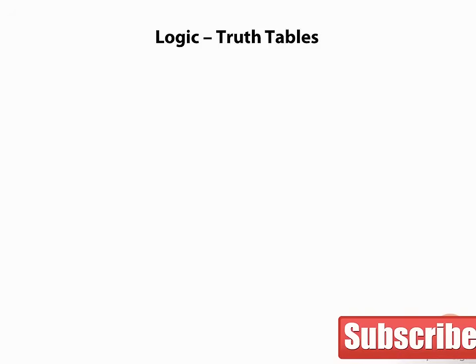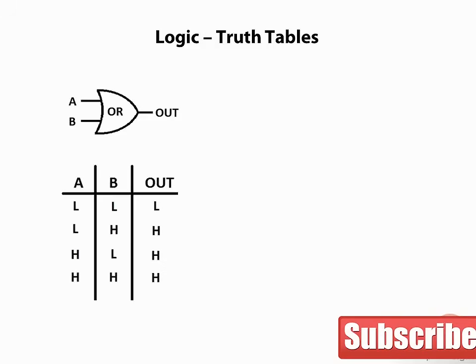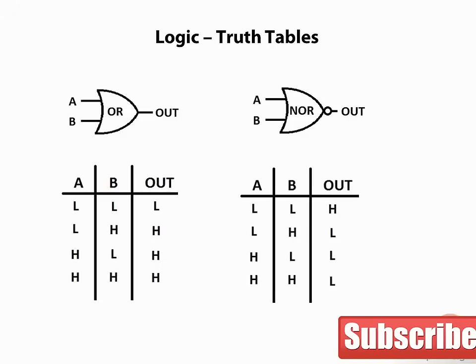Similarly, the truth tables for the OR and NOR gates. The output of the OR gate is high when either the A or B input is high. For the NOR, the inverse is true. The output is low when either the A or B is high.